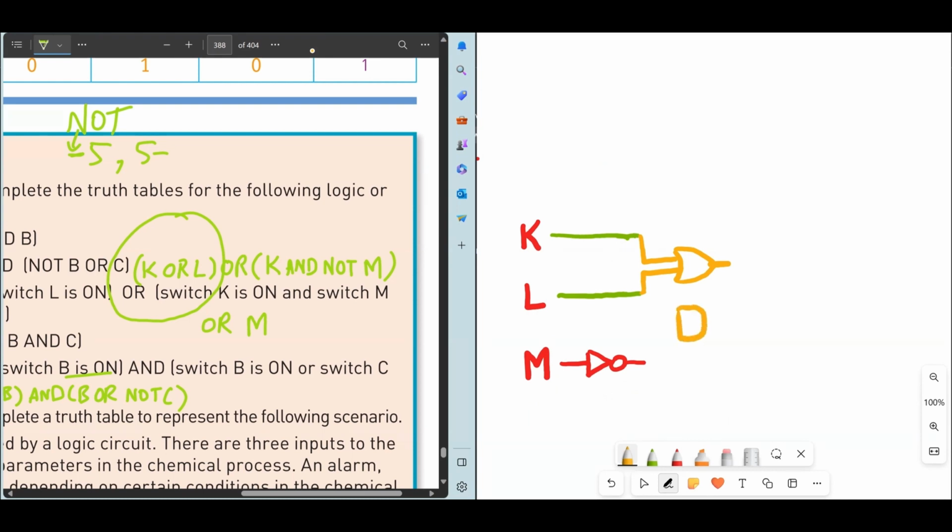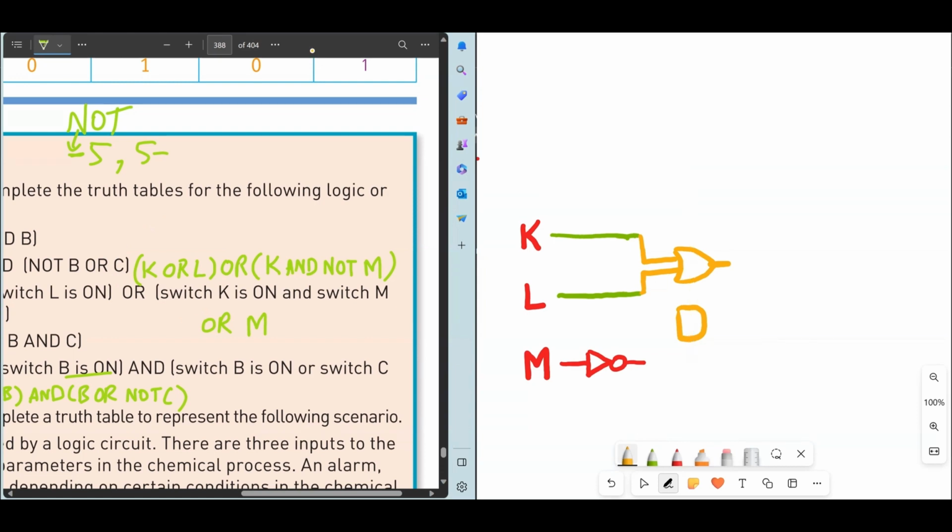Because both of the brackets to the OR, look at the left screen, are on the same precedence or priority. K or L is the left hand side of the OR gate and K and not M is the right hand side of the OR gate. Both are on the same level of priority or precedence. So both of the gates, the OR and AND, should be on the same level.